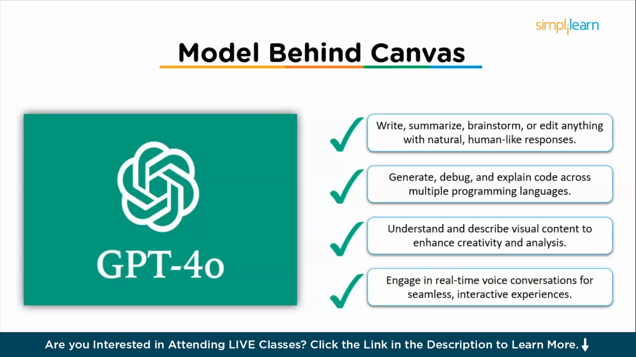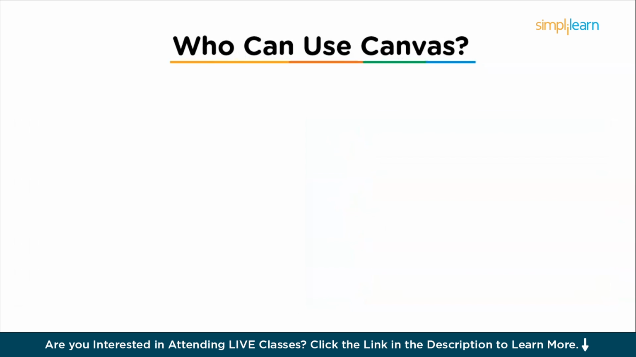And the best part, it does not reset like ChatGPT. If you write 10 paragraphs and ask, improve this section, it knows what you mean. So let's now move on to the real-world use cases, that is, who can use Canvas. So let's talk real life. How are people using Canvas right now?